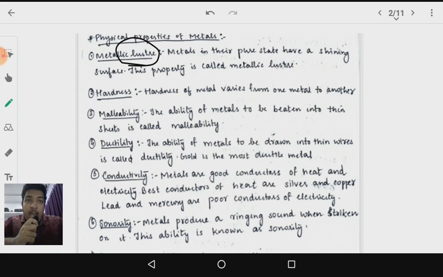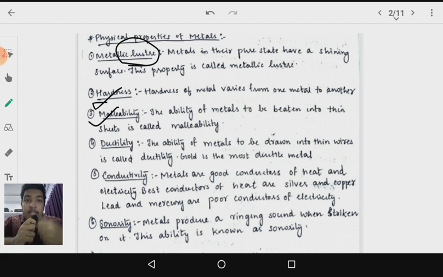The second one is hardness. What is hardness? Hardness is the rigidity of the material, and the hardness of a metal varies from one metal to another metal. Next is malleability. Malleability is the ability of metals to be beaten into thin sheets. We can see thin sheets of aluminium, right? That is because of this ability, called malleability.